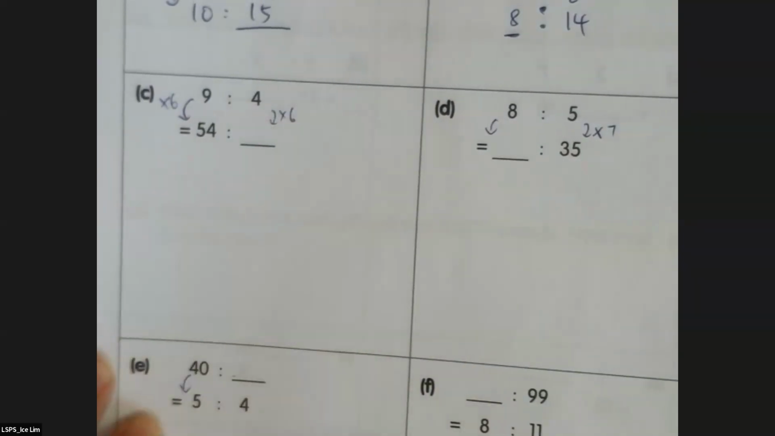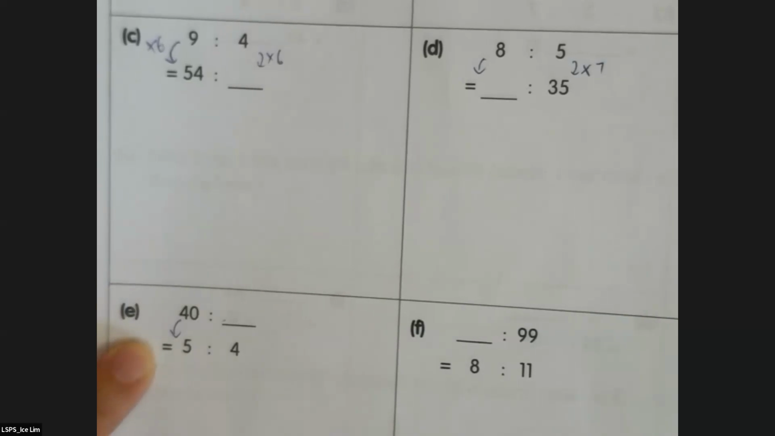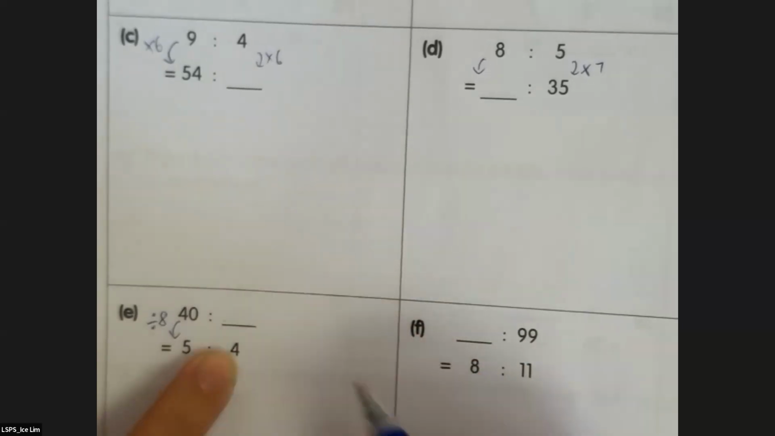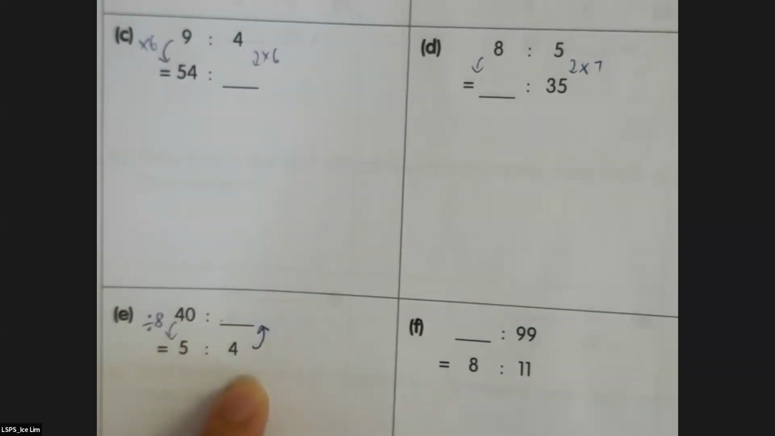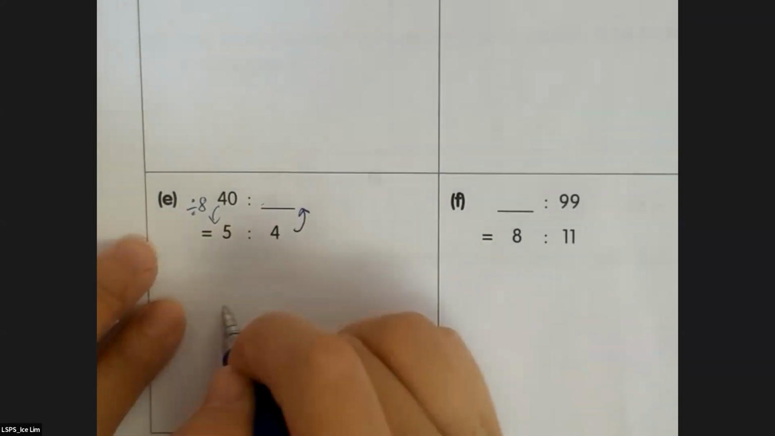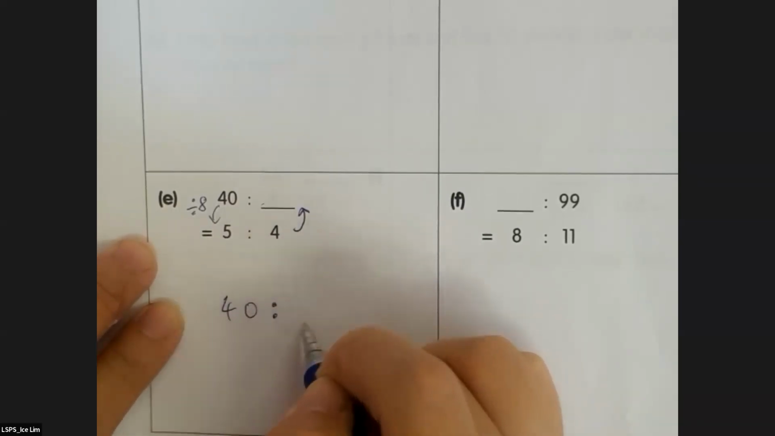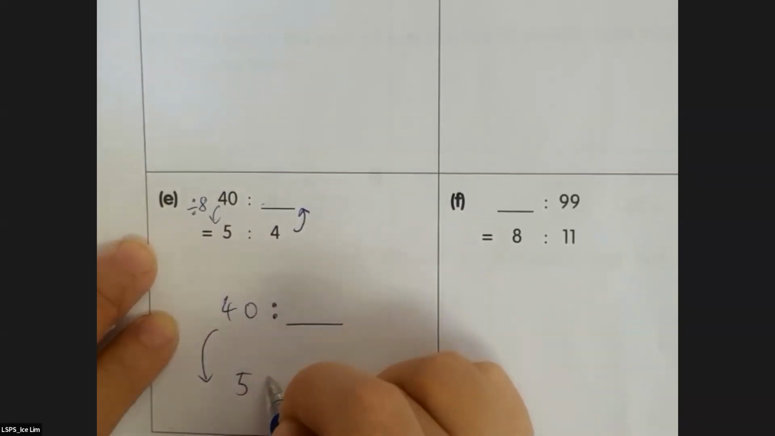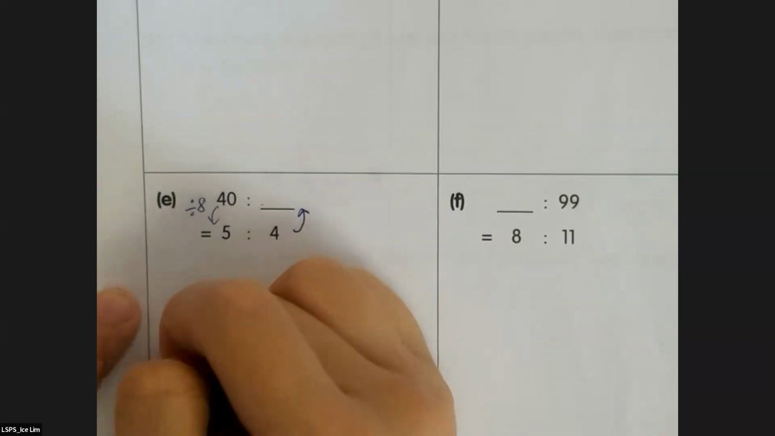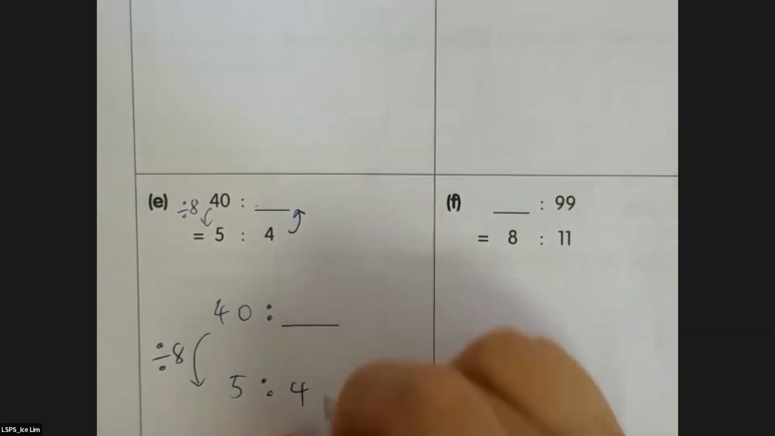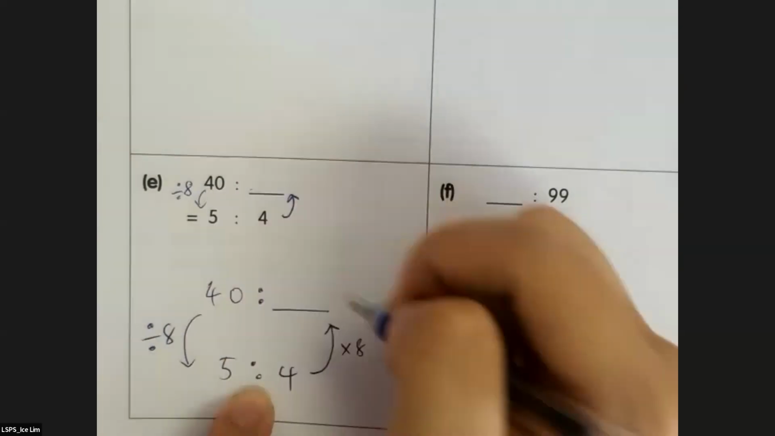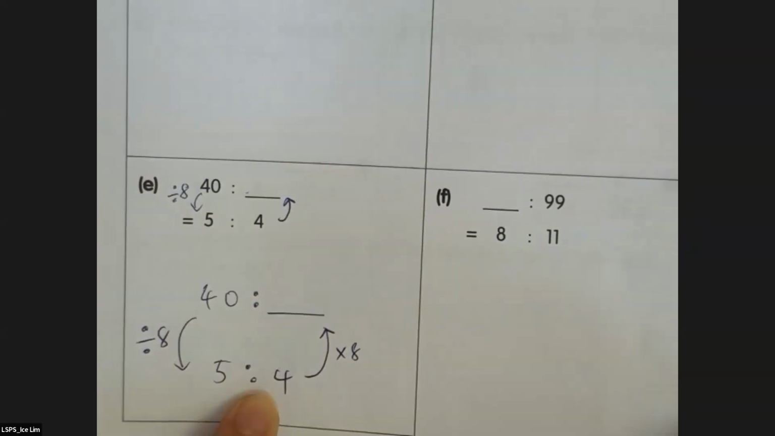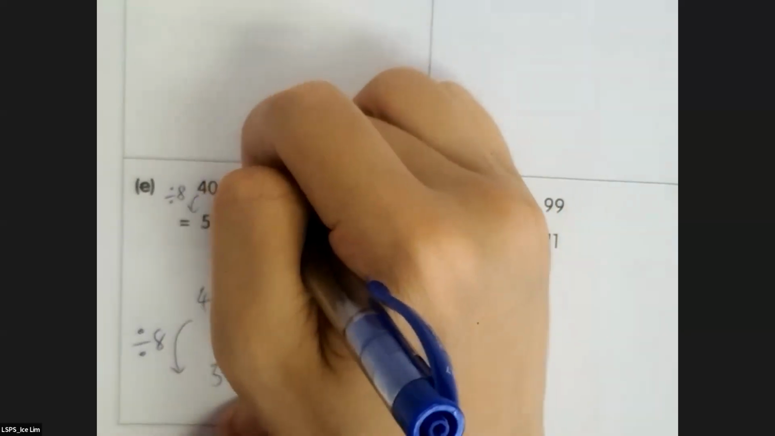So the last two here for E and F, E is a divide by 8. Then for how to get this blank then? You see my arrow? So my arrow is pointing in a different direction. So from 40, the ratio to a blank, I get to 5 is to 4. So 40 to 5 is a divide by 8. So to get to this blank, what must I do? I times 8. 4 times 8. That will give me 32. The times table.